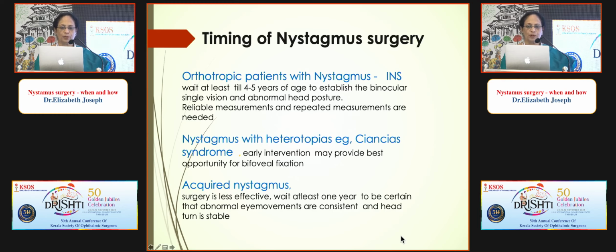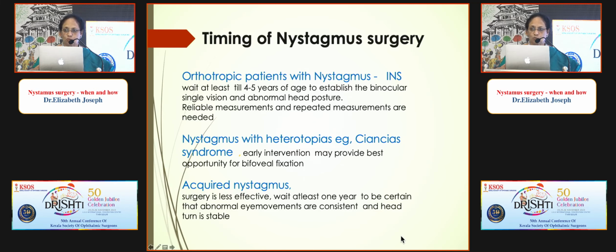In orthotropic patients with nystagmus, you wait at least until 5 years of age, because the binocular system has to be developed well. Otherwise, the binocularity may not develop. So 5 years to about 9 or 12 years of age, you can do nystagmus surgery. Even in adults, you can do nystagmus surgery, but remember that the school age children, that is the best time for nystagmus surgery. But if nystagmus is associated with an esotropia, like in Ciancia syndrome, we have to do an early surgery.